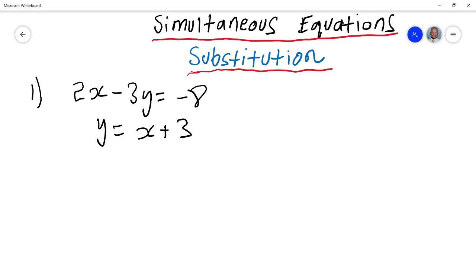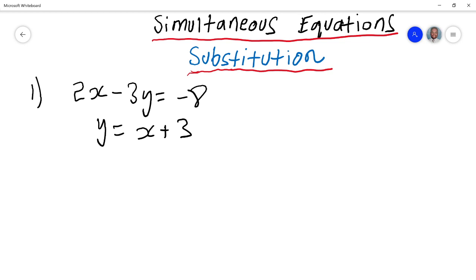Hi guys, in this episode of the series, we're going to be talking about simultaneous equations, more specifically, using substitution to solve the equations. I've got two questions for us to go through, and we're going to be using substitution to solve these simultaneous equations. I've got one question here, and in the other tab, I've got another question as well.